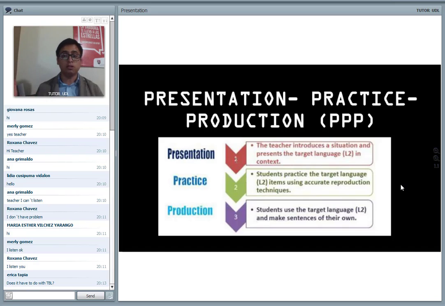That's presentation, the teacher introduces the topic. Then after the teacher introduces the topic, the students need to practice. Maybe you can give them some activity, some exercise to be done. And after they finish those exercises, you have to make them produce maybe their own sentences, their own paragraph, okay? It's according to the activity that you are using in the lesson plan.